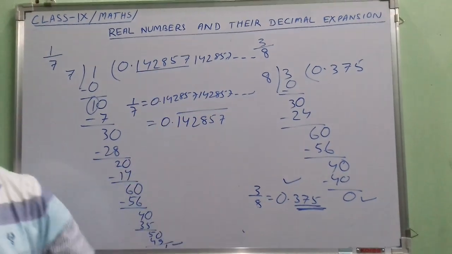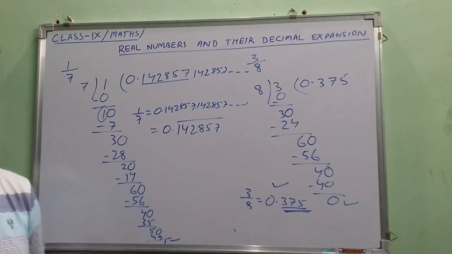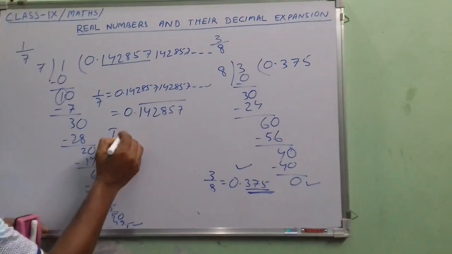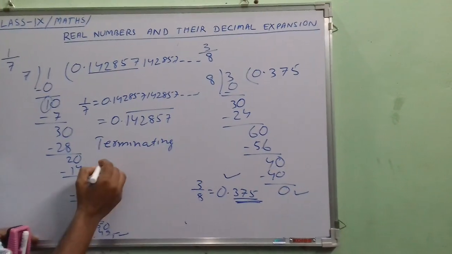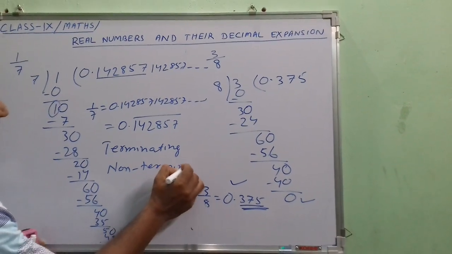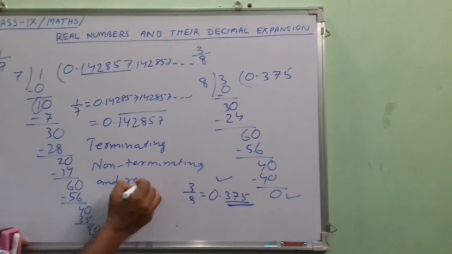Now from these three examples, what we see? All the rational numbers can be expressed in two ways. Some are terminating and some are non-terminating and repeating. They are repeating.